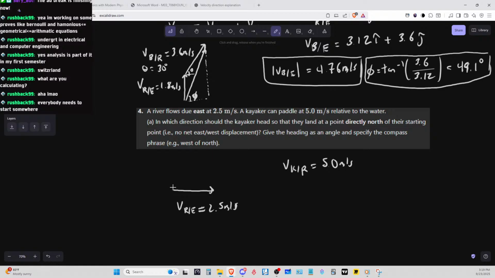So let's say their starting point is here. They just want to go north this way. The problem is that the current is going this way.